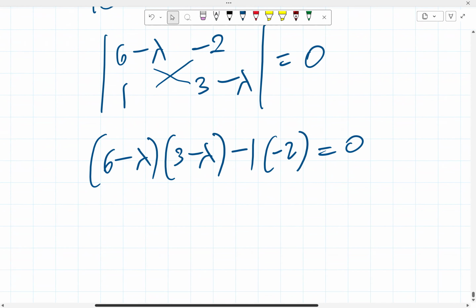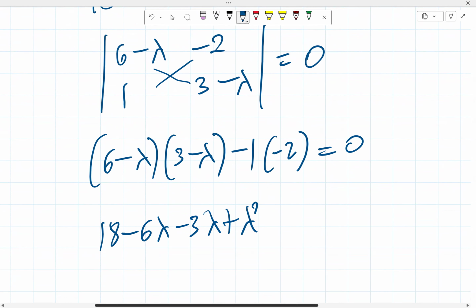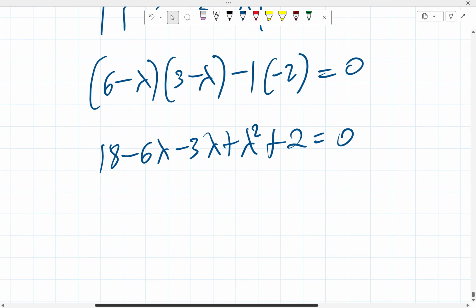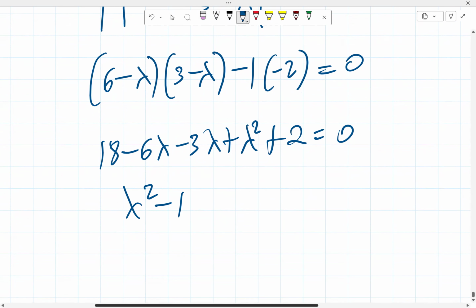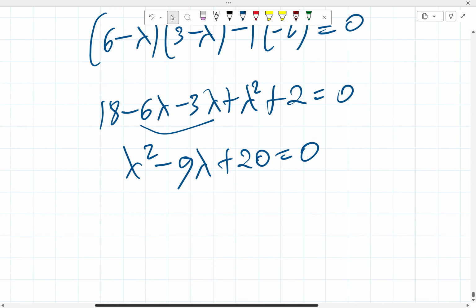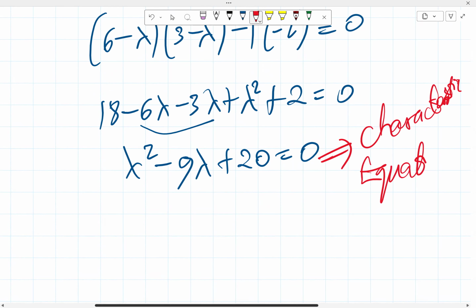So we can expand now. We have 6 times 3 is 18, minus 6 lambda, minus 3 lambda, plus lambda squared, plus 2 equals 0. So that's lambda squared minus 9 lambda plus 20 equals 0. So we need to factorize. Two numbers that multiply to give 20 and add to give minus 9. That should be minus 4 and minus 5, I believe. So this is now the characteristic equation we need to solve.